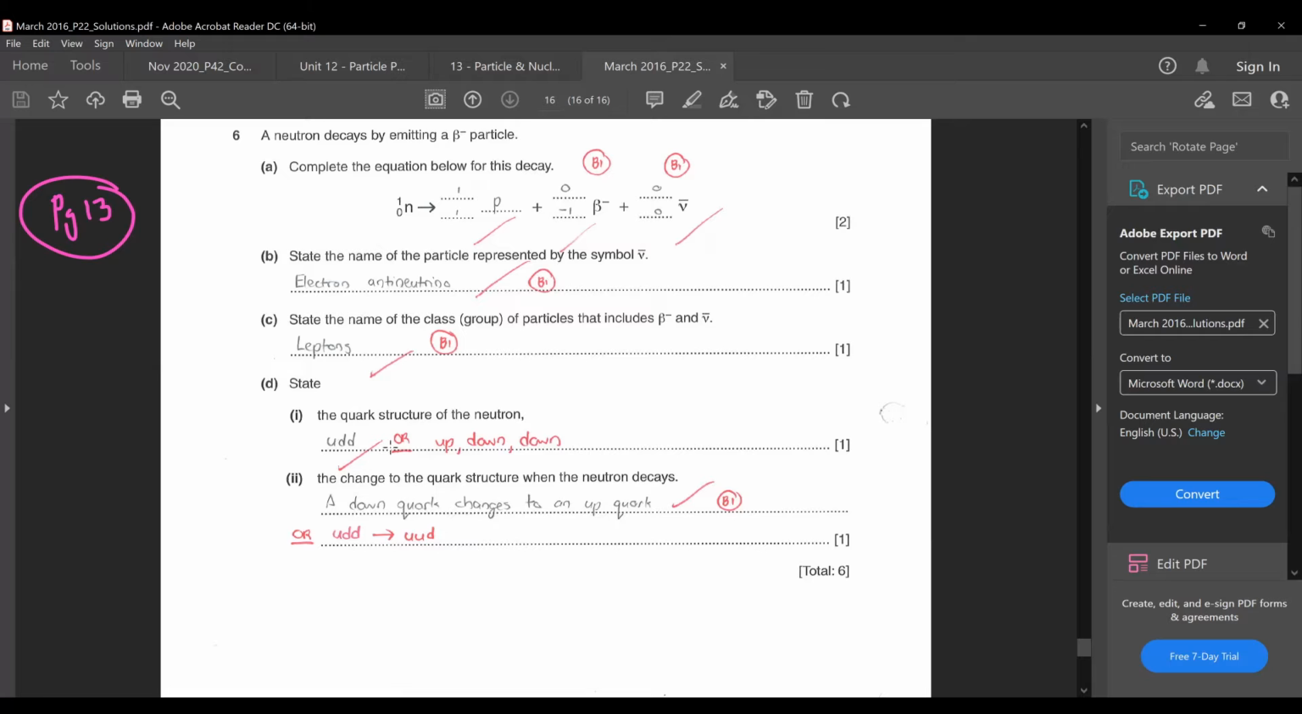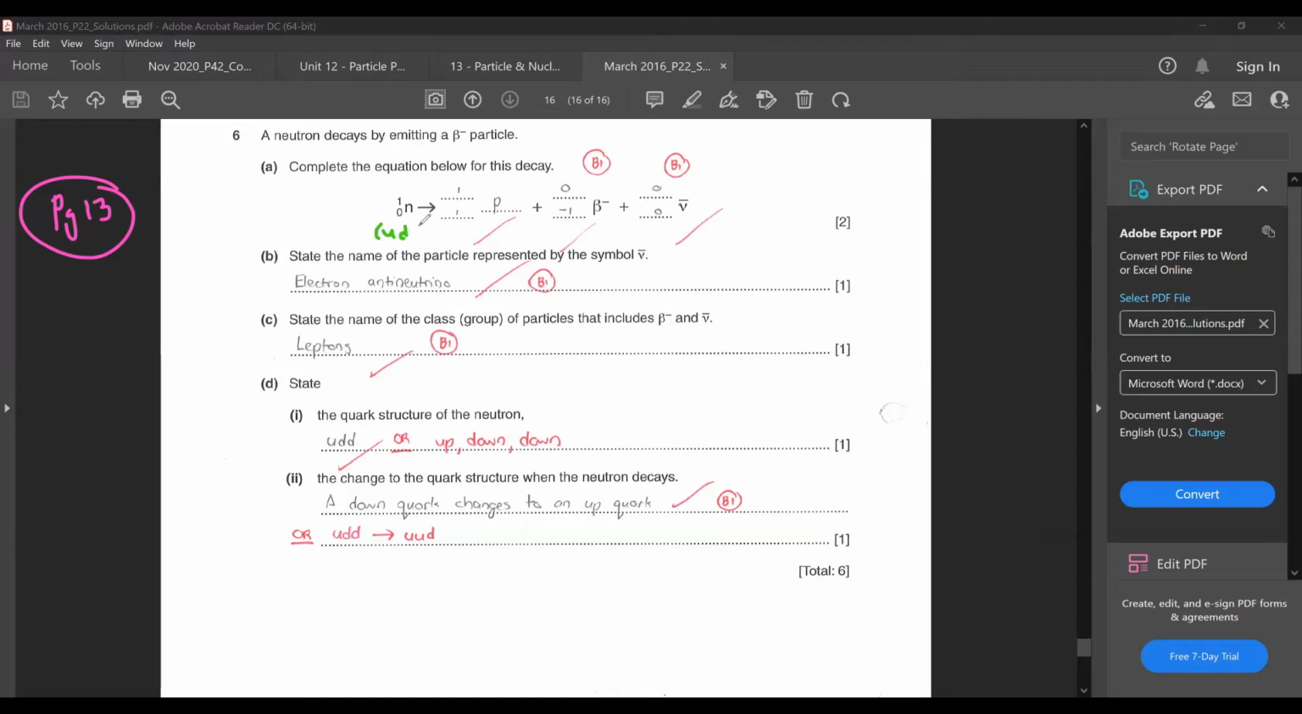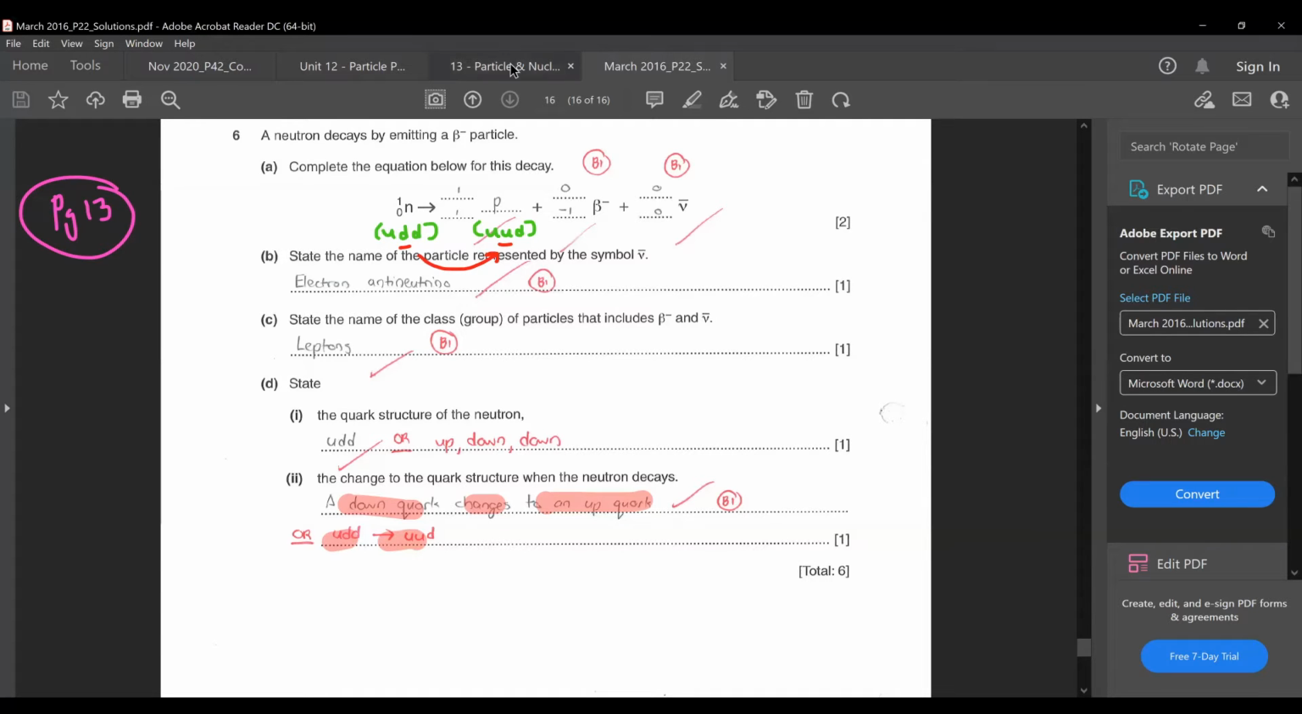So then after that, they ask you, state the change of the quark structure when the neutron decays. If you already know that your neutron is UDD and then it decays to a proton, UUD, what you can say is your down quark changes to an up quark. Okay, a down quark changes to an up quark, or UDD becomes UUD, whichever you like. Okay, so this one is okay, right? So we move on to the next part of the question.